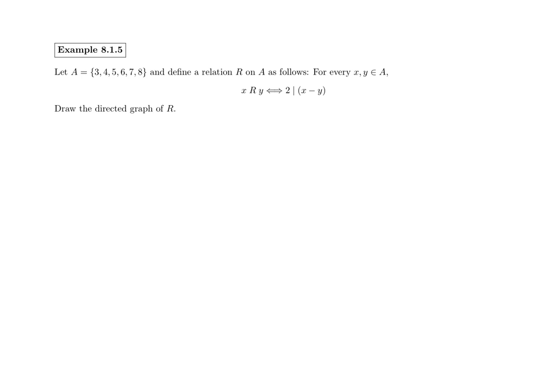So for this one, we have a set A that is given as elements 3, 4, 5, 6, 7, and 8. And our relation R on A is defined as follows. For every x and y in A, x is related to y by R if and only if 2 divides the difference of x and y. So we want to draw our directed graph. There are lots of ways we can do this.